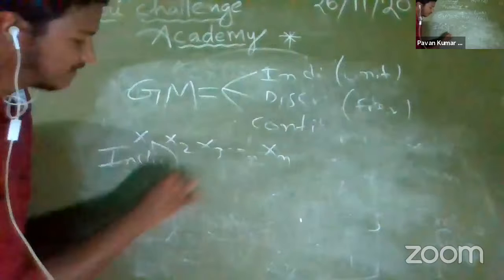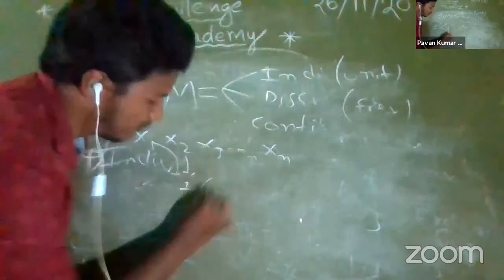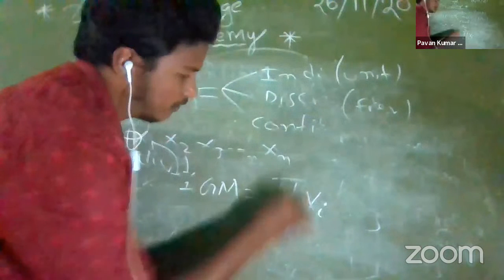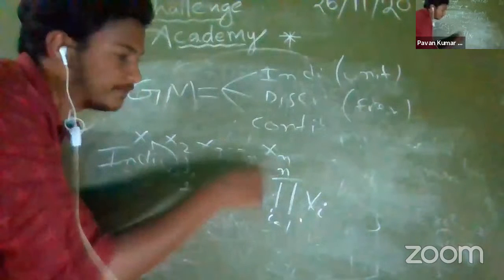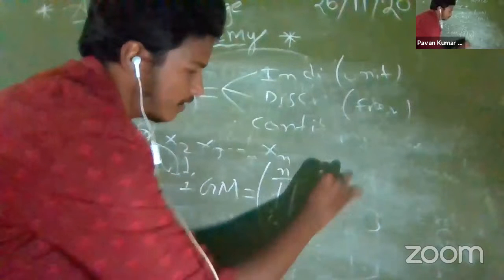Now geometric mean equals the product of, here we do product. In arithmetic mean we do summation. It is the product of xi, i equals 1 to n, where n is the number of observations, whole to the power 1 by small n. This is geometric mean: product of xi, i equals 1 to n, to the power 1 by n. This is for individual data.